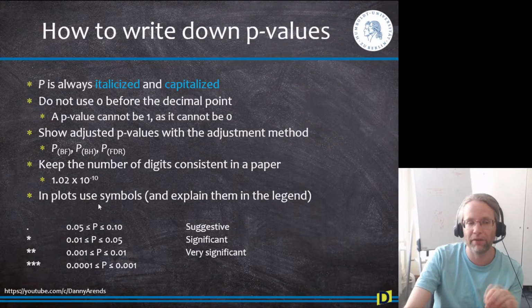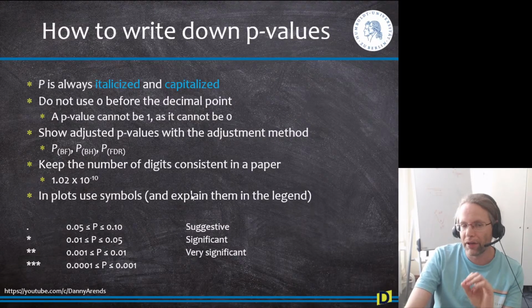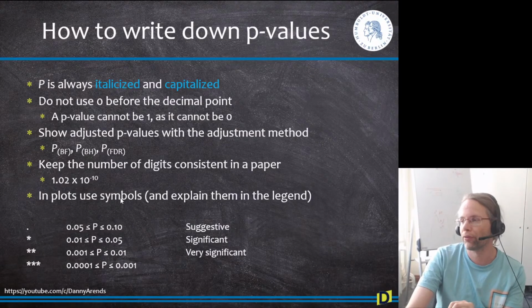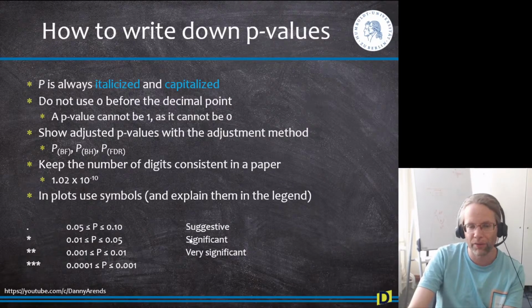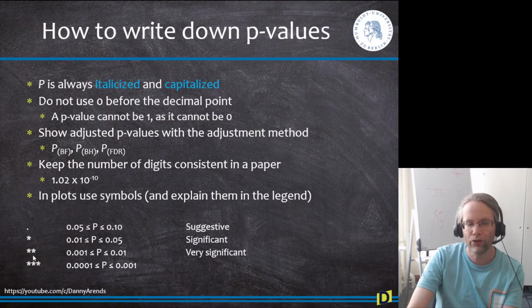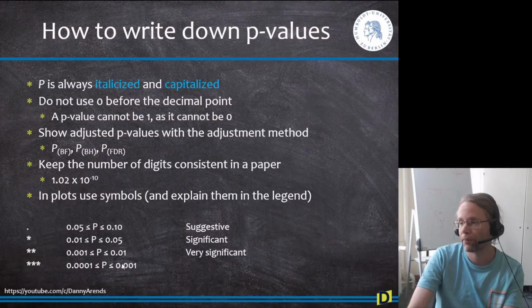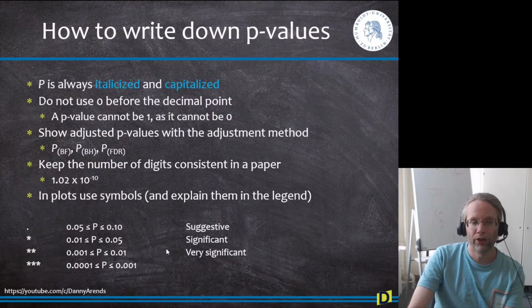So when you write down p-values in plots, it is generally preferred to use symbols, right? So we use the dot for suggestive when the p-value is between 0.05 and 0.1. We say that something is significant with a single star when it's in this range. 2 stars is when it's between 1 in 1,000 and 1 in 100, and we give 3 stars when it's between 1 in 10,000 and 1 in 1,000. Good.